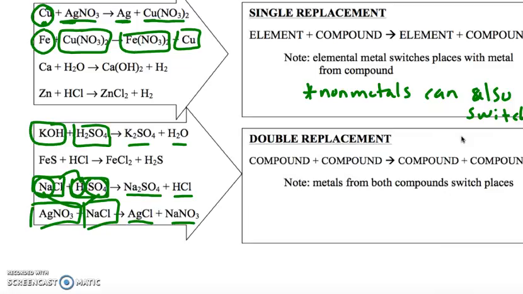So this concludes the video lecture for chemical reaction types, learning how to classify the different kinds of chemical reactions. Looking at a chemical reaction, can you tell what kind of reaction it is?